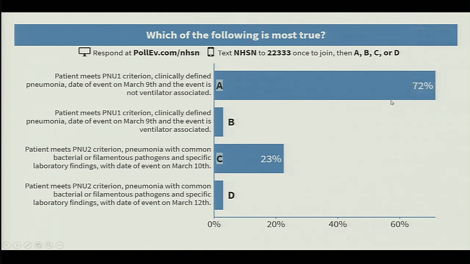72% of you think that this is a pneumonia 1, which is a clinically defined pneumonia on March 9th, and that the event is not ventilator associated. And then 21% think that this is a pneumonia 2 criterion, a pneumonia with common bacterial or filamentous pathogens and specific lab findings with date of event on March 10th. And then a couple of other people think the other options also.